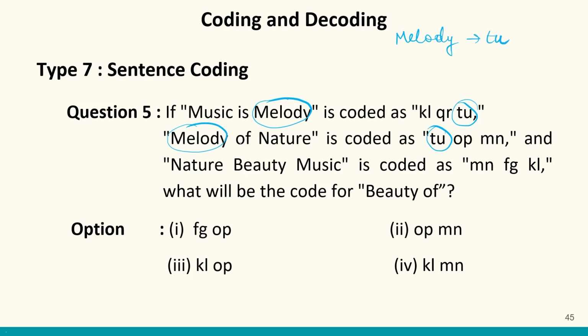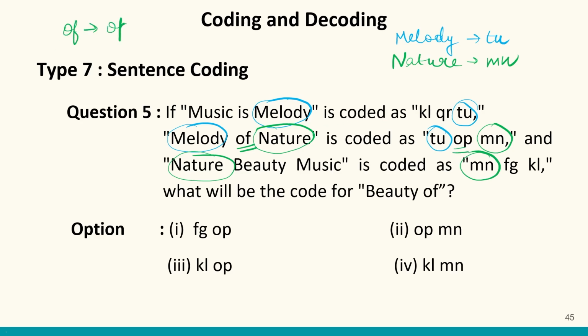Similarly, if I look over here, melody of nature and nature beauty music. So the only common word over here is nature, right? And if I look at the codes TUOPMN and MNFGKL, the only common code is MN. So nature will be coded as MN. In this sentence, the only remaining word is of, and the only remaining code is OP. So of is coded as OP.